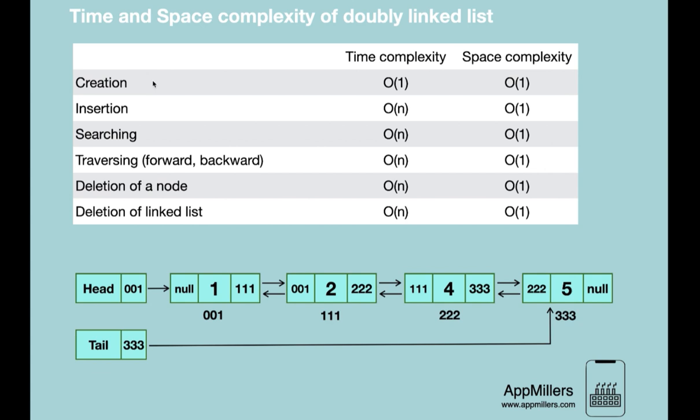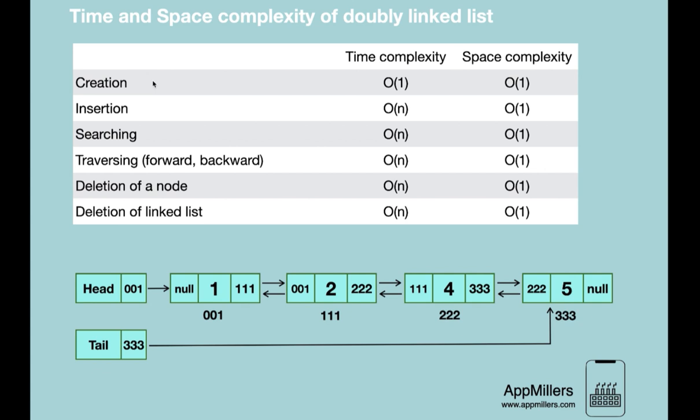And inserting an element at the end of double linked list takes O(1) time complexity. So as we see, in the worst case, insertion takes O(n) time complexity, which is inserting an element at the middle of double linked list. So that's why the time complexity is O(n). Now the space complexity is O(1) because here again we are just inserting one element, so it takes O(1) space complexity.